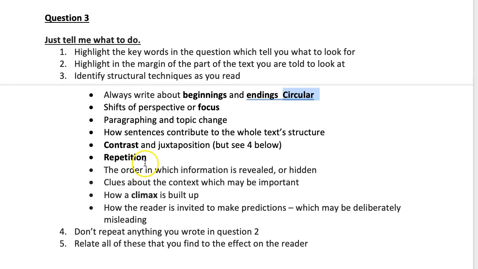Another structural feature which will almost definitely come up, again 90% certain, is repetition. You will get ideas or words repeated, and your job is to say, well, why has the writer done that? And the other word you can always use is climax, because everything in the text is going to build up to the ending. The examiners will have chosen it for that reason, and therefore you can always refer to the ending as a climax. So these are your subject-specific terminology words which will help you get full marks.